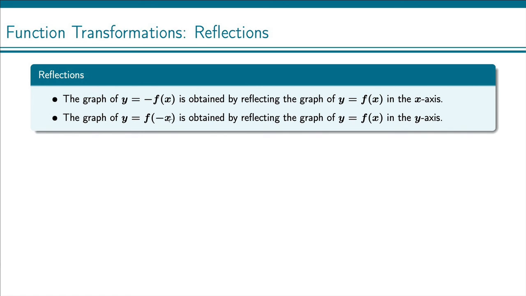If we replace all the x's with a negative, then we take our graph of f of x and we reflect it in the y-axis. So then the y-axis will act as a sort of mirror between those two. So let me just do a quick sketch here.